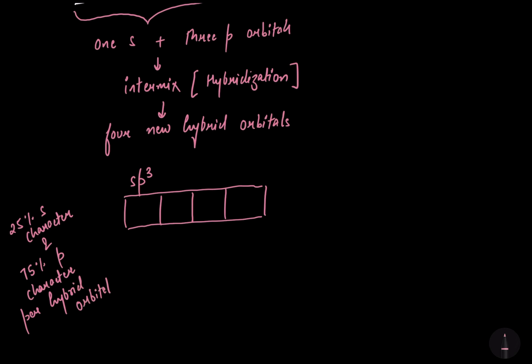So I have written the first orbital to be sp3, second orbital will also be sp3, the third one will also be sp3, and finally the fourth one will also be sp3. So we got the 4 new hybrid orbitals, that's 4 sp3 hybrid orbitals.